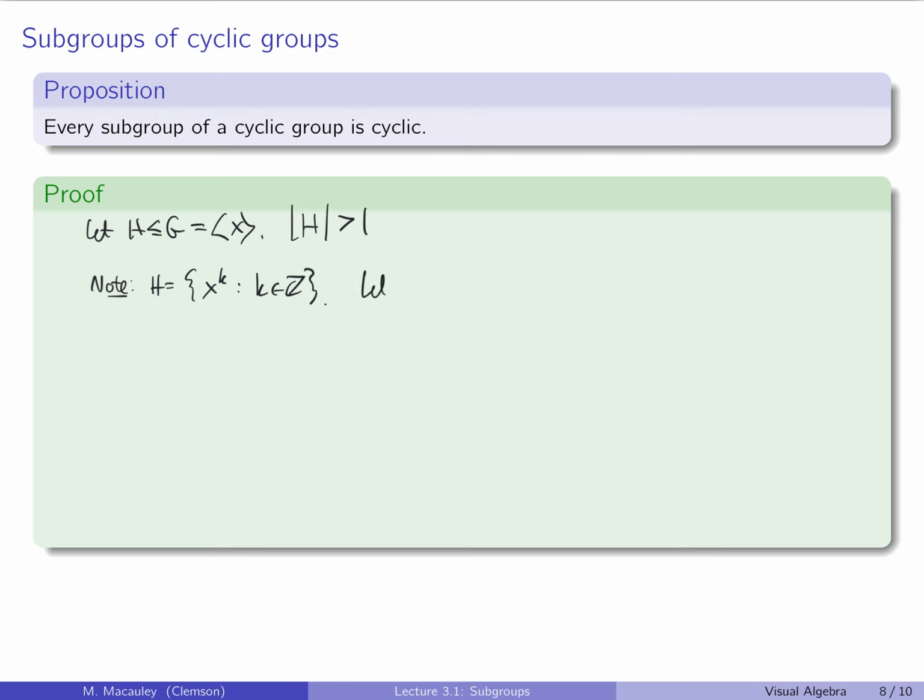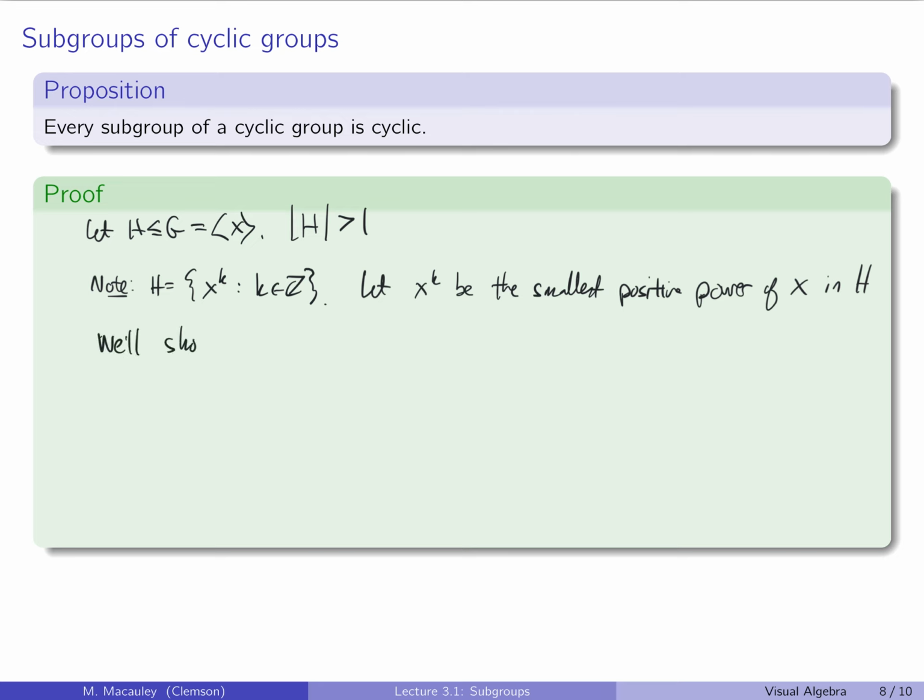So let x to the k be the smallest positive power of x in H. And there will be a positive power, because if this is non-trivial, if there's a negative power, x to the negative something, then its inverse is x to the positive something. So what are we going to do? What's the plan?